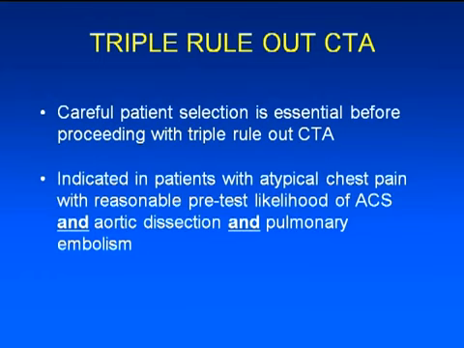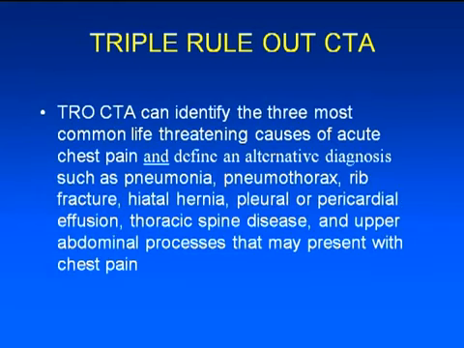Okay? So if you're thinking one only, you go ahead and do the dedicated CTA, but not a triple rule out. And why is triple rule out good? It can identify these three most common life-threatening causes of chest pain, but can also give you an alternative diagnosis, such as pneumonia, pneumothorax, rib fractures, diseases in the thoracic spine. You image the entire chest, so you also get a sense of what's going on. Even if the patient does not have any of the three diseases, you may find another reason for the pain.